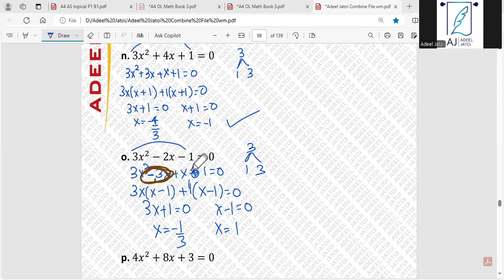Same case in part O. This is minus 3 plus, so that we end up getting minus 2x. Common between this is 3x. You're left with x minus 1. Common between this is 1. So this is x minus 1. So 3x plus 1 equal to 0 and x minus 1 equal to 0. So plus 1 becomes what? Negative, and 3 is being divided. And minus 1 becomes what? Positive 1.